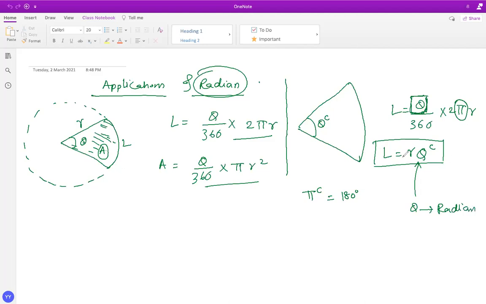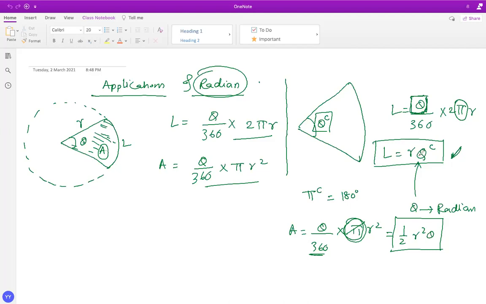Similarly, the area of the sector is theta over 360 times pi r squared. Since pi is equivalent to 180 degrees, if I cancel the 180 here, I get half r squared theta. This is the quick formula for finding the area of the sector when the angle is given in radians. Let's remember always: length of the arc is r theta and area is half r squared theta. And if it is in degrees, you are already comfortable with it.